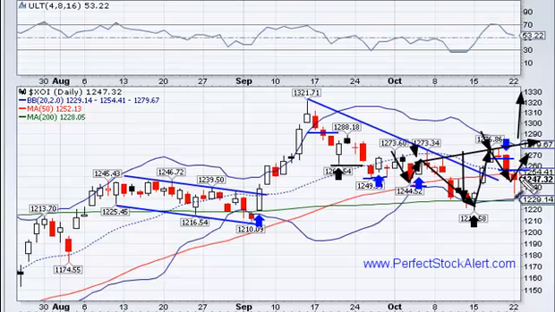If she breaks out tomorrow, then I could see somebody buying that. If she actually continues to move lower, then that's fine. We'll totally ignore this potential setup here. But right now, it could go either way, so I just protect myself.